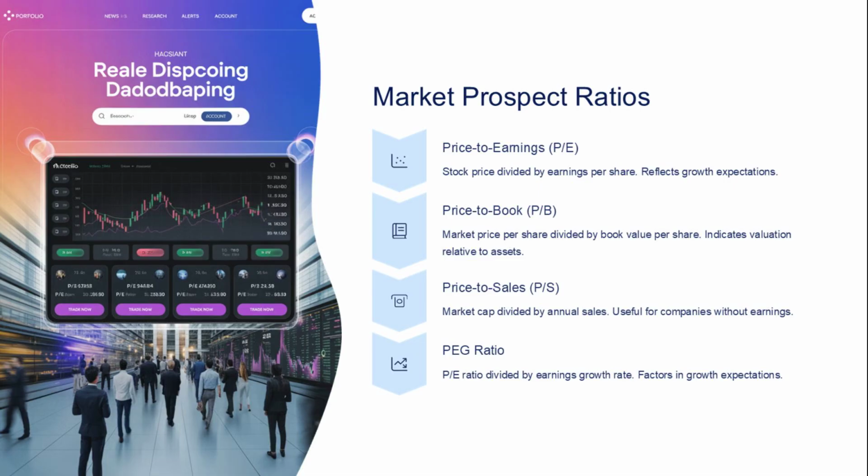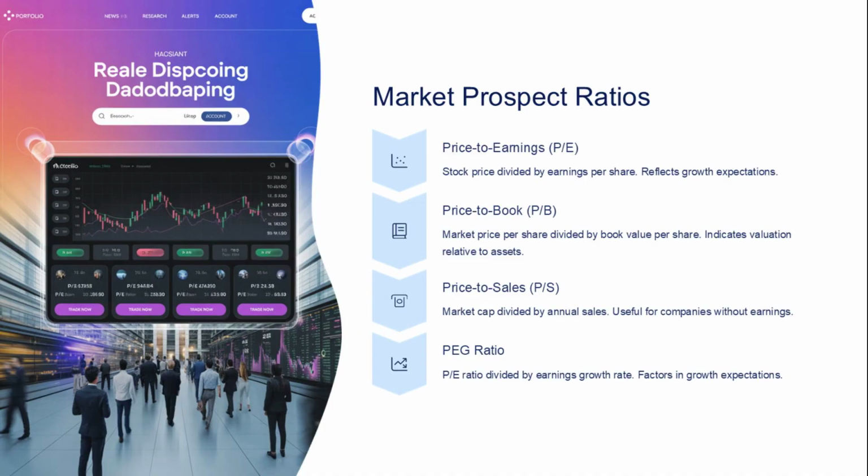Market prospect ratios are key financial metrics that help investors assess a company's valuation and growth potential. The price-to-earnings (P/E) ratio shows how much investors are willing to pay for a company's earnings. It reflects growth expectations. The price-to-book (P/B) ratio compares a company's market price to its book value per share. It indicates how the market values the company relative to its assets.